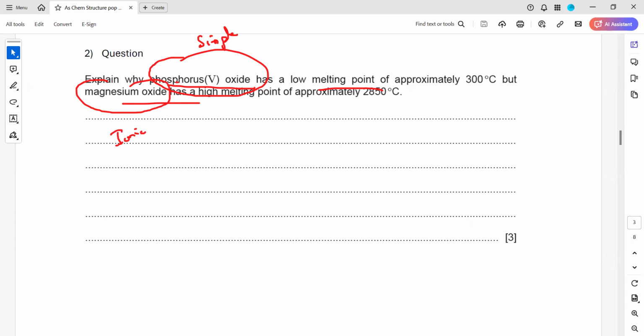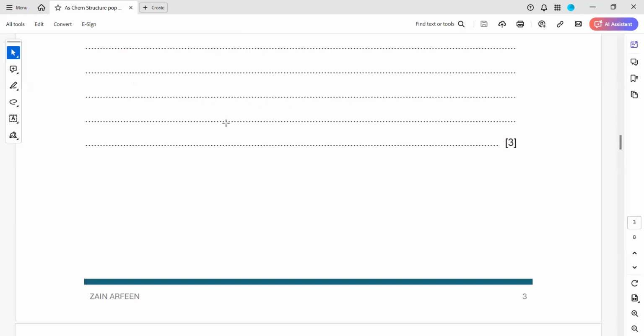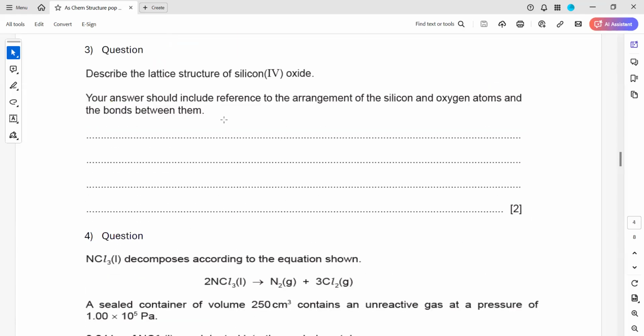One is the simple molecular structure, so weak intermolecular force, so a small amount of energy can separate the molecules. Whereas magnesium oxide is a giant ionic lattice, so strong electrostatic attraction needs a large amount of energy to separate the ions from each other. So the comparison is there: the simple covalent and the giant structure.